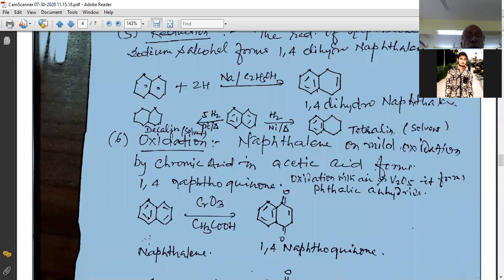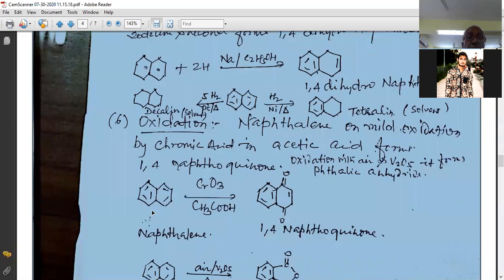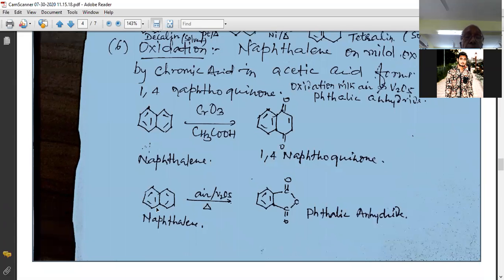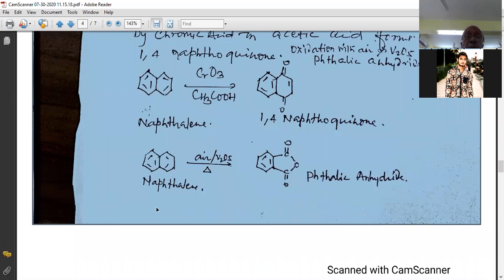And the next one is oxidation reactions. Naphthalene on mild oxidation by chromic acid in the presence of acetic acid forms 1,4-naphthoquinone. Naphthalene undergoes oxidation in the presence of CrO3 with acetic acid, and 1,4-naphthoquinone is formed. And naphthalene in the presence of air and vanadium pentoxide after heating gives phthalic anhydride.